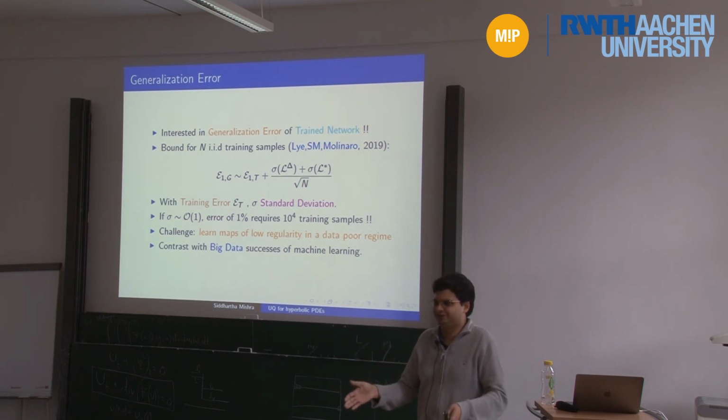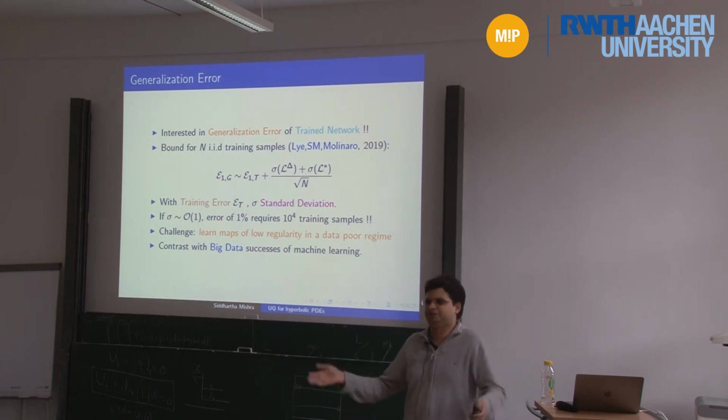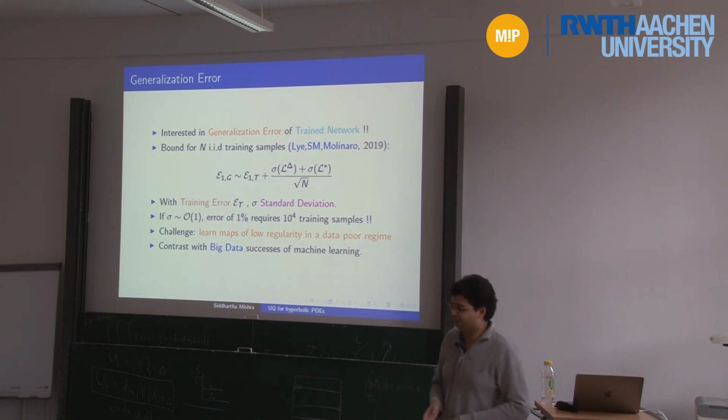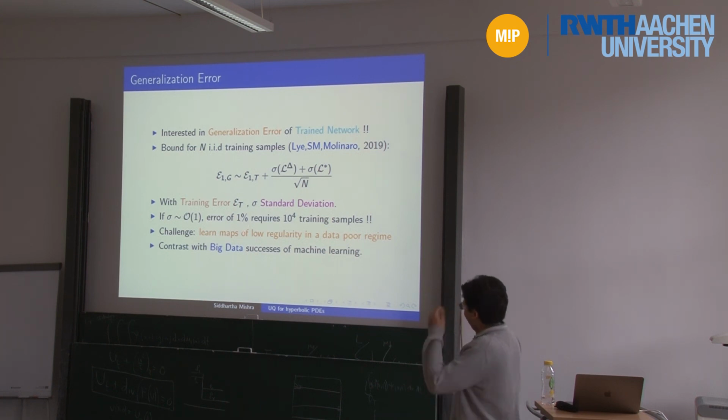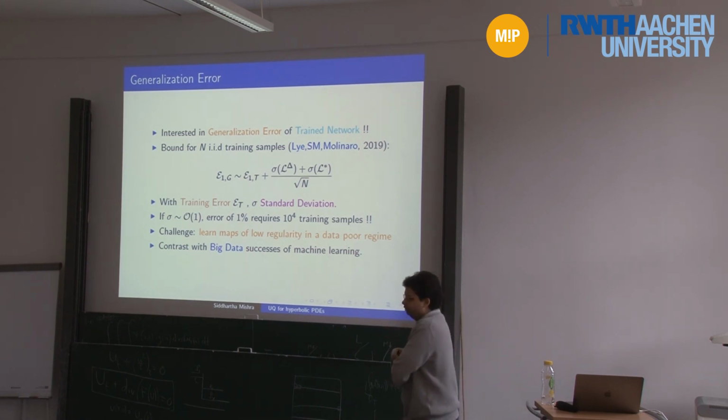Whereas you need some statistical spread, then you have to do numerical simulations, which are expensive. So we don't have the sort of data that a computer scientist has for doing speech recognition or image recognition and so on. So the challenge is always learning maps, which are complicated. So I've said it's low regularity in a relatively data-poor regime. And you need some innovation.